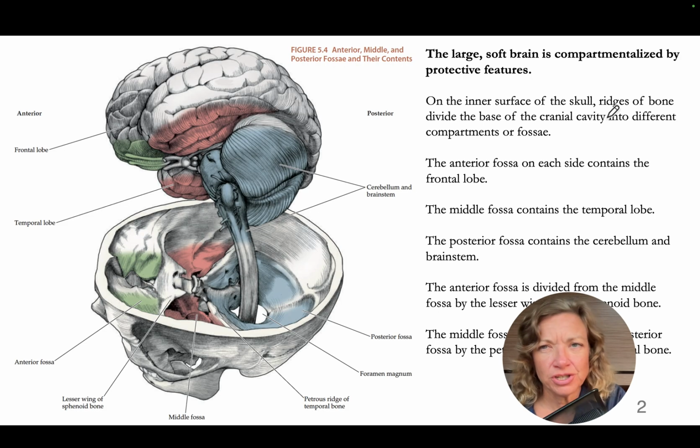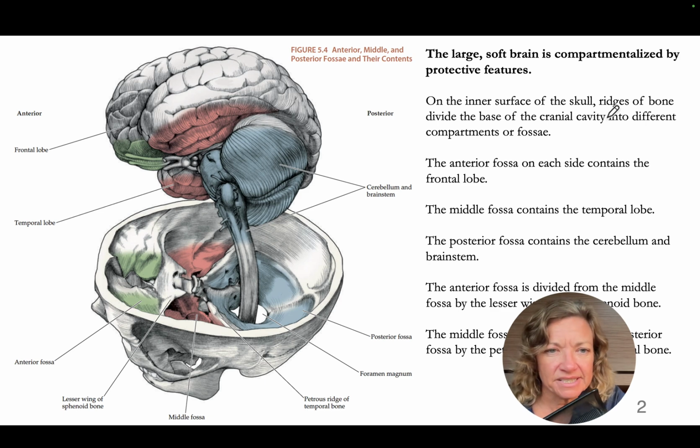So the large, very soft brain is compartmentalized and surrounded by protective features. And one of these features, of course, is the skull. Now, as we'll see, the thick, bony, unyielding skull both protects the brain and creates a compartment within which pressure can rise, ultimately damaging the brain. So the unyielding nature of the skull is a double-edged sword when it comes to the brain.